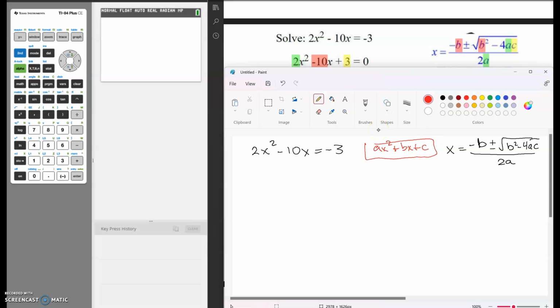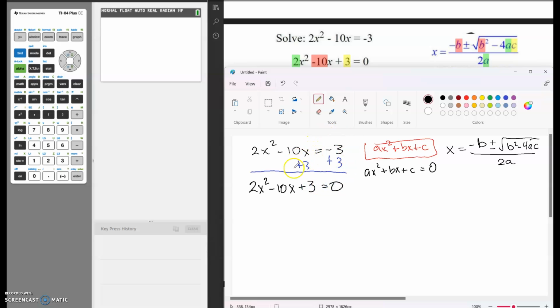One thing you have to remember when solving with the quadratic formula is you do need to have this standard form set equal to 0 before you can start choosing what values you have for a, for b, and for c. For our problem, you do need to start with adding 3 to both sides to get everything collected on one side. We have 2x squared minus 10x plus 3 equals 0.